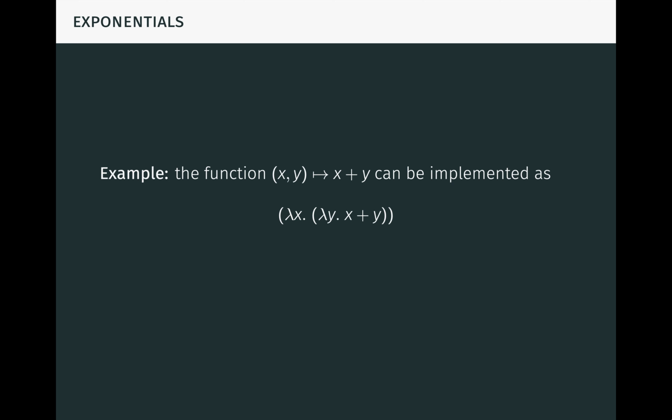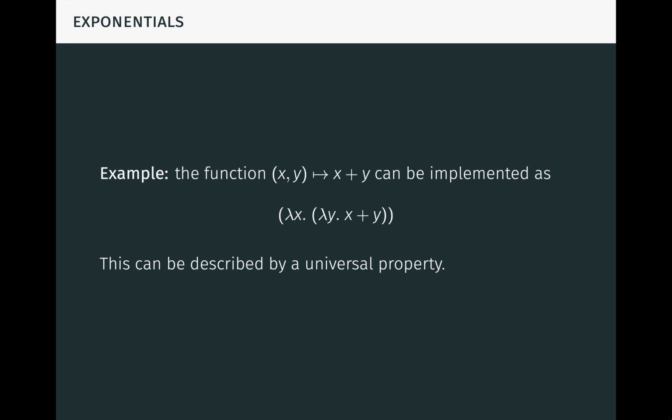As an example, the function which takes two numbers x and y as inputs and returns their sum x plus y as output can be implemented by the following lambda expression. Here we define an outer function which takes x as input and returns another inner function as output. That inner function takes y as input and returns the sum x plus y as output. Note that the inner function depends on the value of x, but doesn't take x as an input. The outer function returns a different inner function for each different value of x. To compute a sum like 2 plus 1 using this implementation, you would first pass 2 to the outer function, then pass 1 to the returned inner function to obtain the value 3.